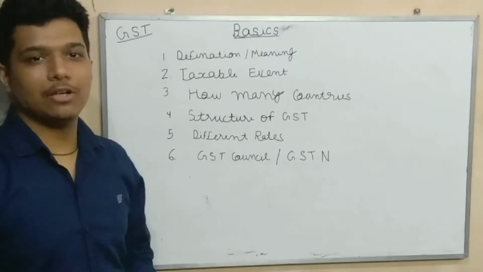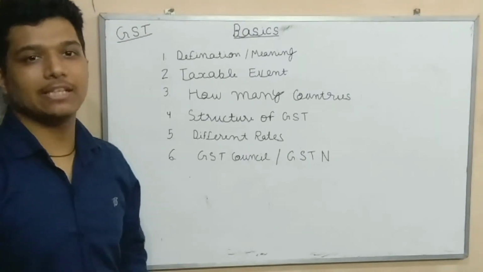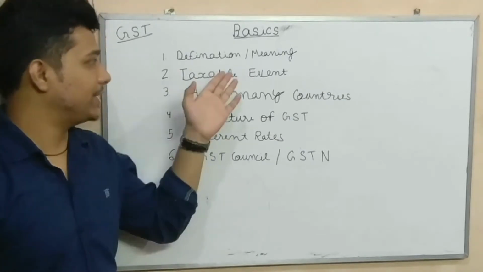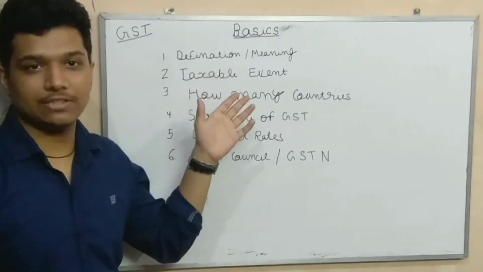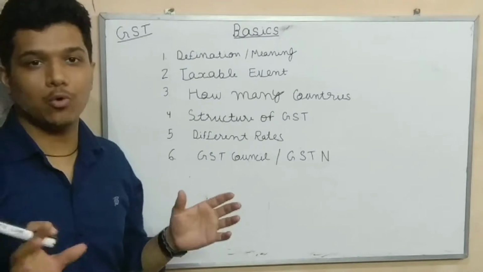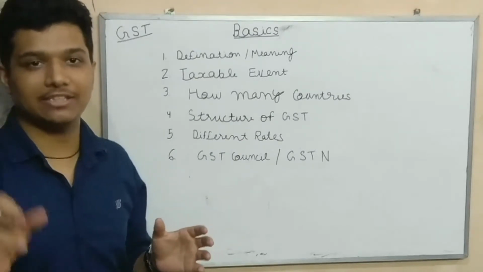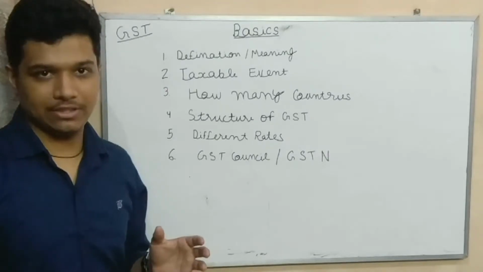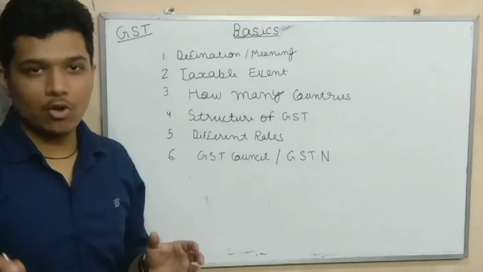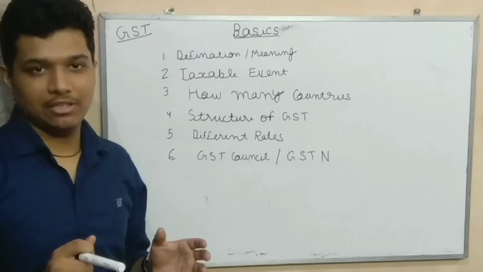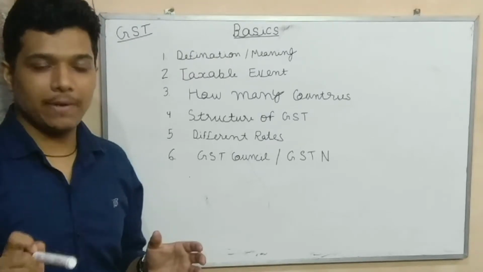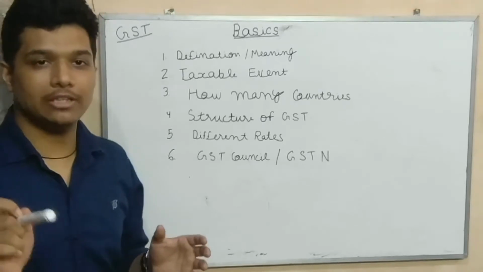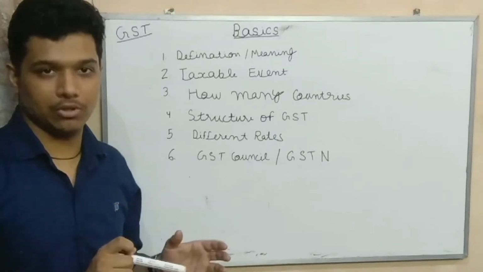Friends, today I will be telling you about the basic concepts of GST that everybody should know. First one is the definition and meaning of GST. GST is Goods and Services Tax. It is a tax on supply of goods and services. It is a tax which is levied on value addition. Thus, if a tax is paid on supply of goods and services, then you can take a credit of the tax that you have paid on input.